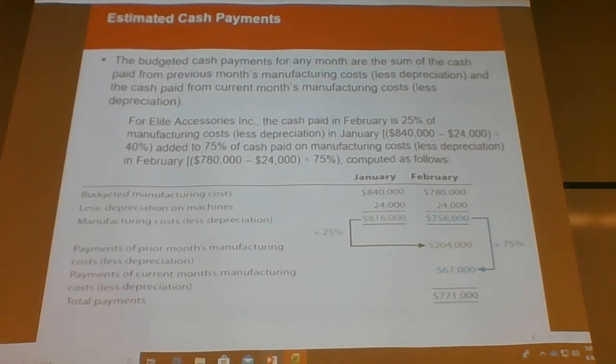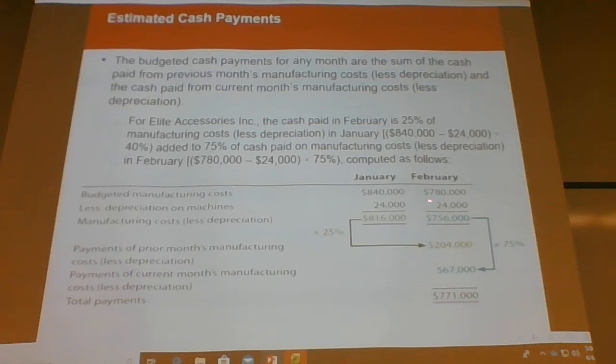All right, so you get the gist of it so far, and we're basically going to handle this the exact same way that we did our budgeted cash receipts, with this one little exception right here: less depreciation on factory machinery. Also just like we did last time, we're going to look at the month of February. So if we do that, we had budgeted $840,000 in manufacturing costs for January. We're going to subtract out the $24,000 portion of that that's allocated to depreciation, and that gives us $816,000. Because we're looking at the month of February here, we're going to multiply that by 25%, and if we do that, we come up with $204,000 cash outflow in the month of February for manufacturing costs incurred in the month of January.